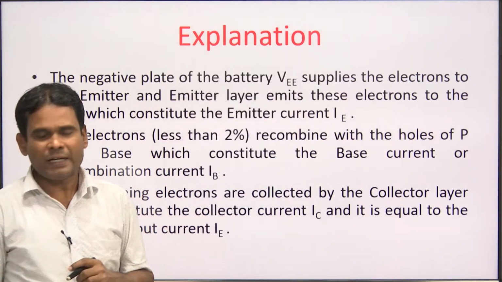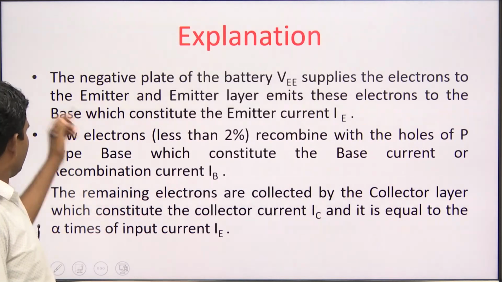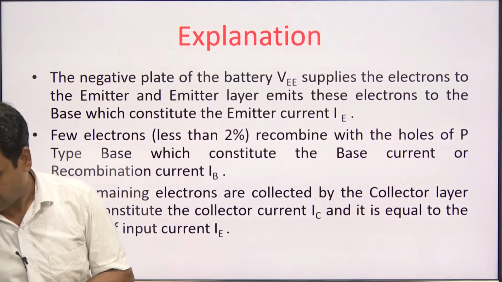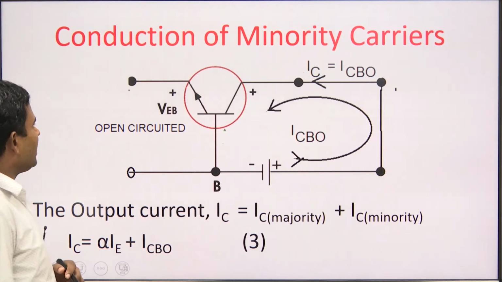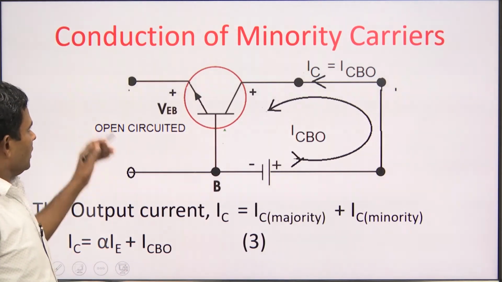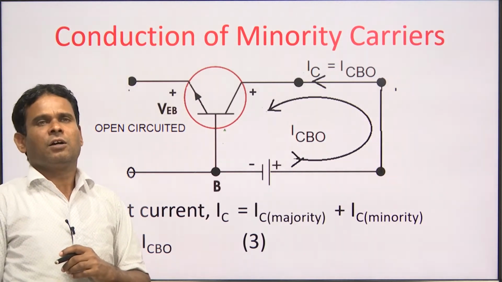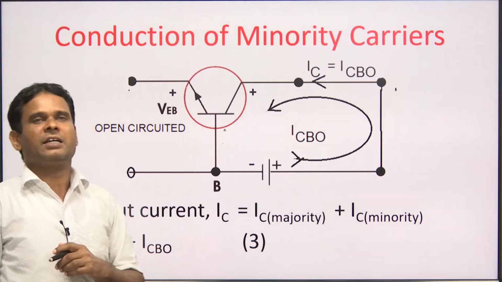Now, what about the conduction of minority carriers? I have already discussed this point. What about the conduction of minority carriers here? This is the conduction of minority carriers, because to observe the conduction of minority carriers, we have to open circuit the emitter terminal.